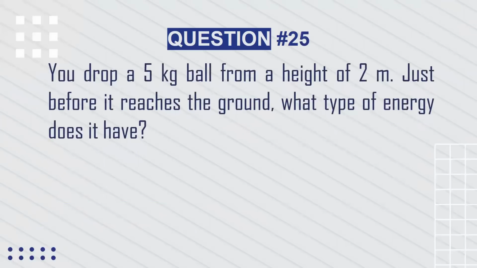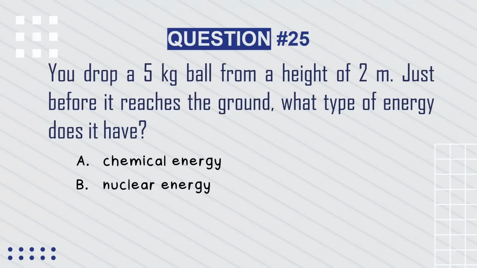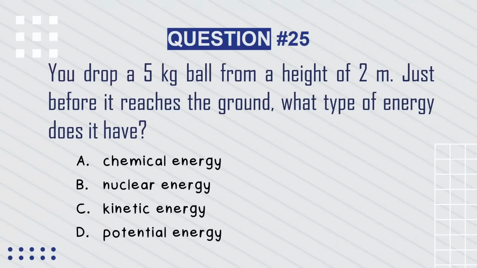You drop a 5 kilogram ball from a height of 2 meters. Just before it reaches the ground, what type of energy does it have? A, chemical energy, B, nuclear energy, C, kinetic energy, or D, potential energy? Okay, the correct answer is letter C, kinetic energy.